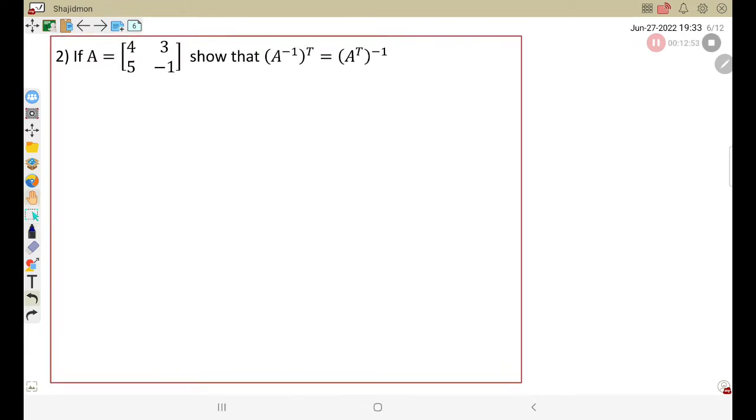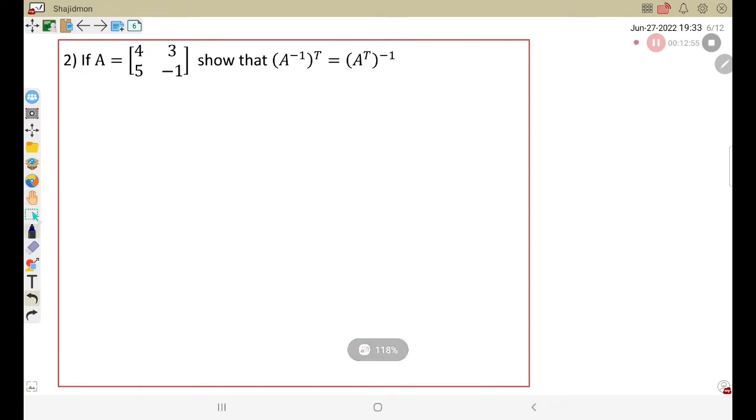Question number 2. If A equal to matrix 4, 3, 5, minus 1, show that A inverse transpose equal to A transpose all inverse. So what is the question? One matrix A is given. What do we need to show? Show that means first we need to calculate this left hand side, LHS. And then calculate the right hand side, RHS. Both sides should be the same. That means the left hand side should be the same as the right hand side. That is the meaning of show that.